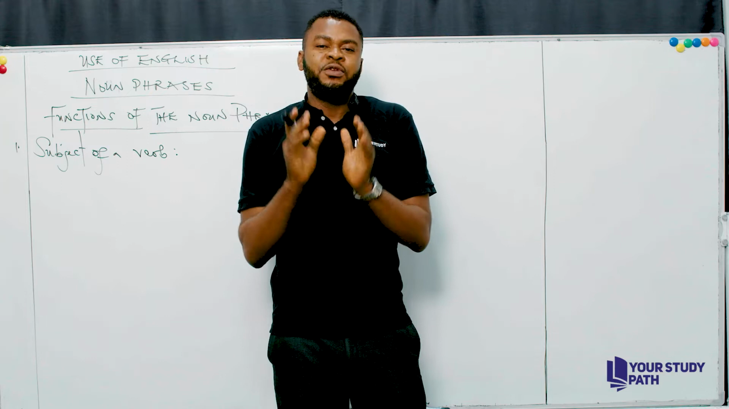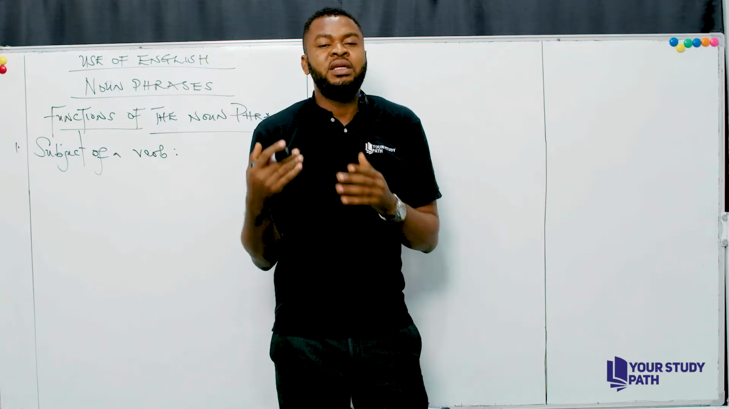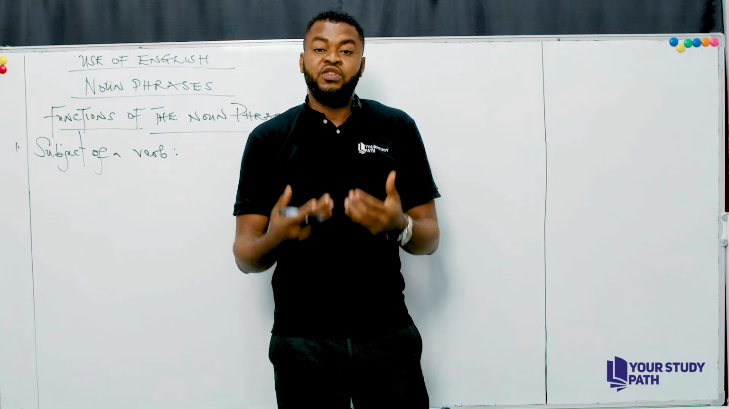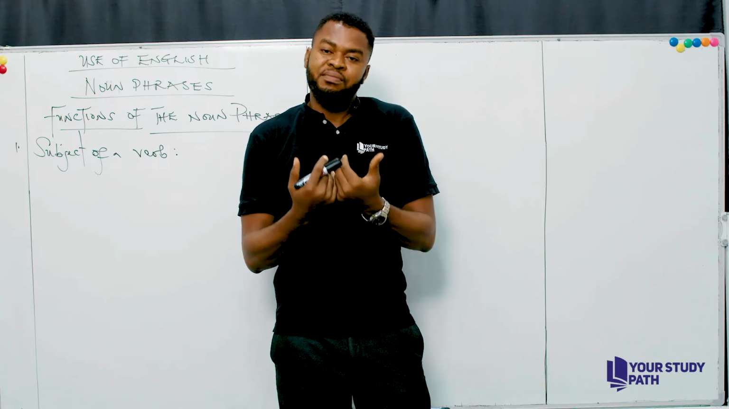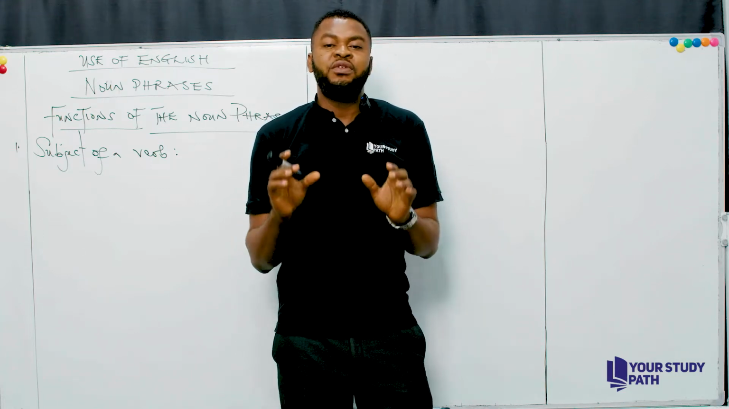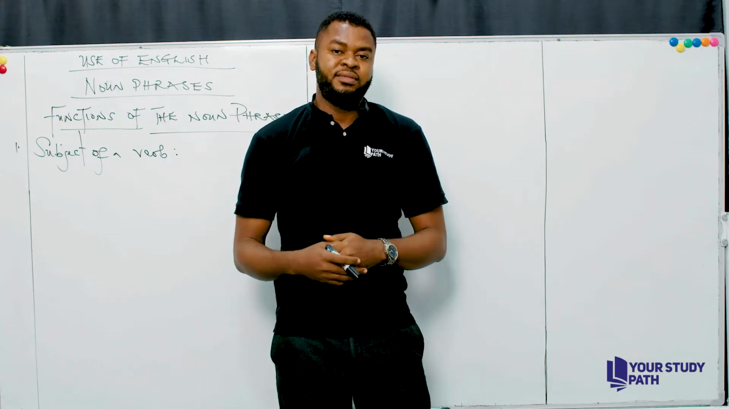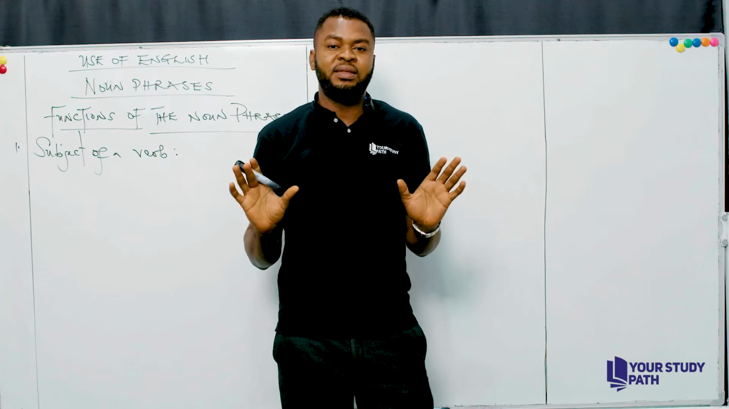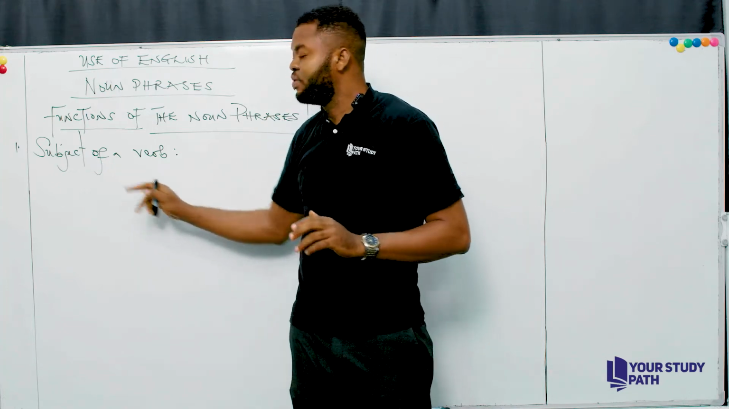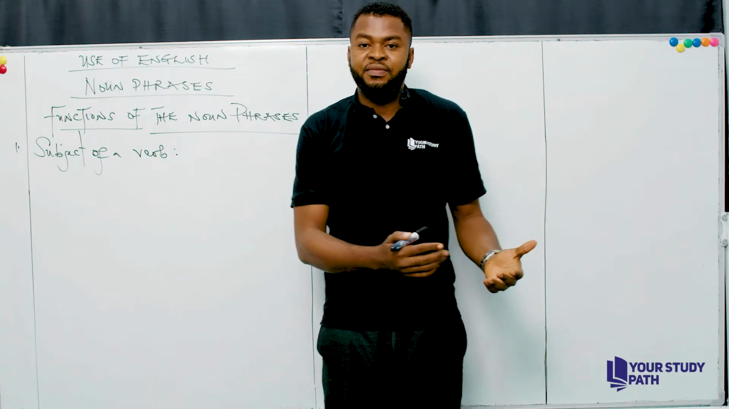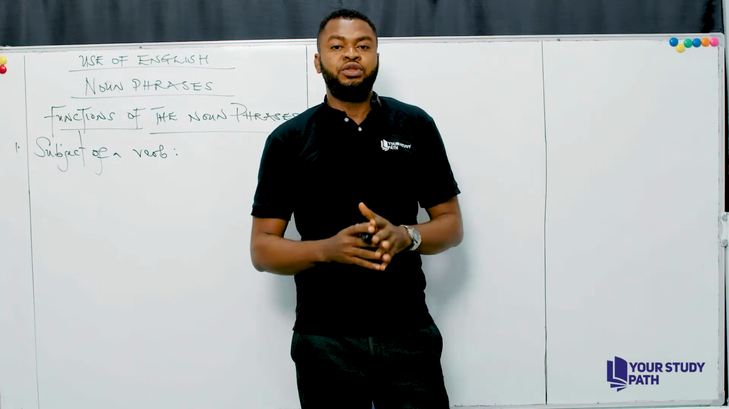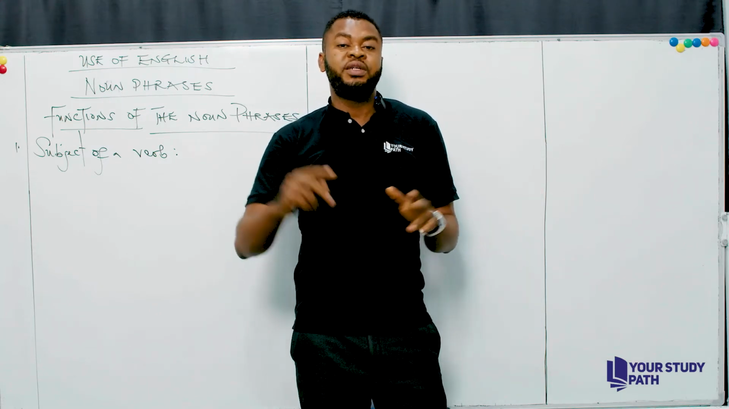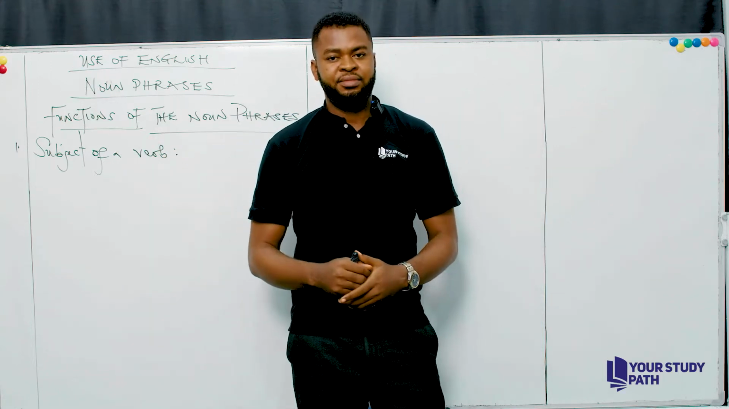That is, functioning as the subject coming immediately before the verb. So the noun phrase is the subject that is coming before the verb. It equally functions as the subject of that sentence. But in terms of positioning, it must occur before the verb in the sentence. So what we mean by subject of a verb is that the noun phrase will perform the function of the subject coming before the verb. It is equally the subject of the entire sentence.